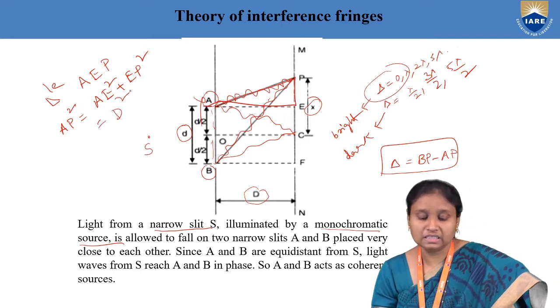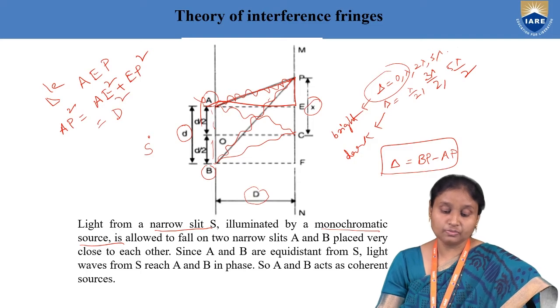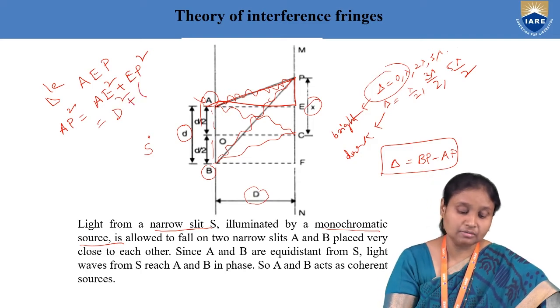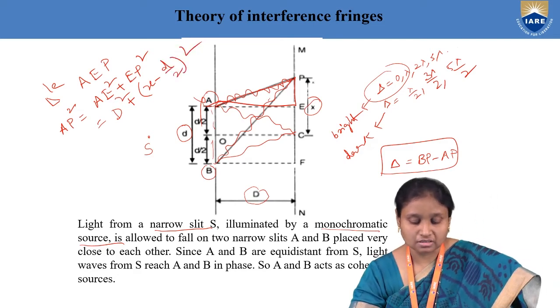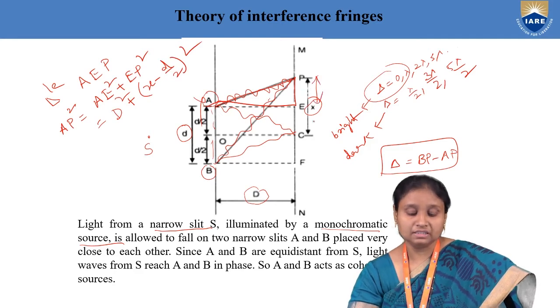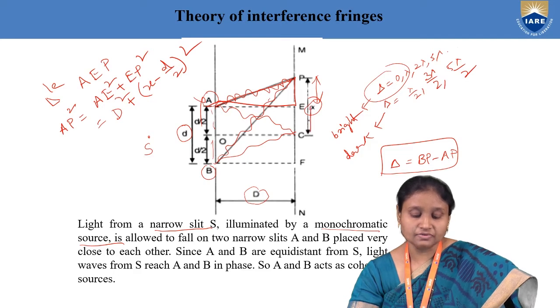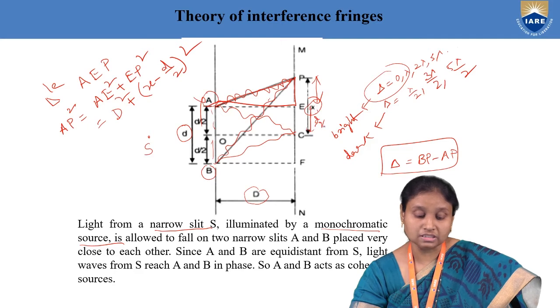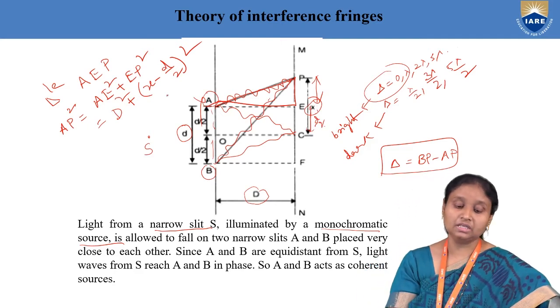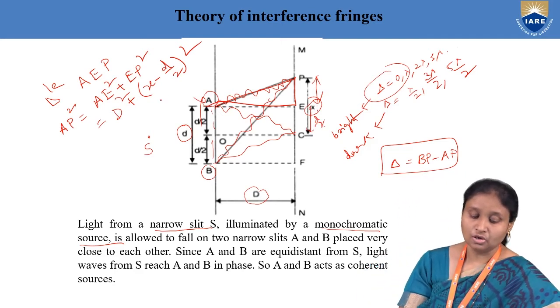And what about this EP square? You will observe that this is nothing but (x minus d by 2) whole square. I'm talking about this distance. We know that this point P is at the distance x from the center of the screen, whereas this distance is d by 2. So from this total distance x, I have to take out this d by 2. That's my EP. It comes out to be (x minus d by 2) whole square.